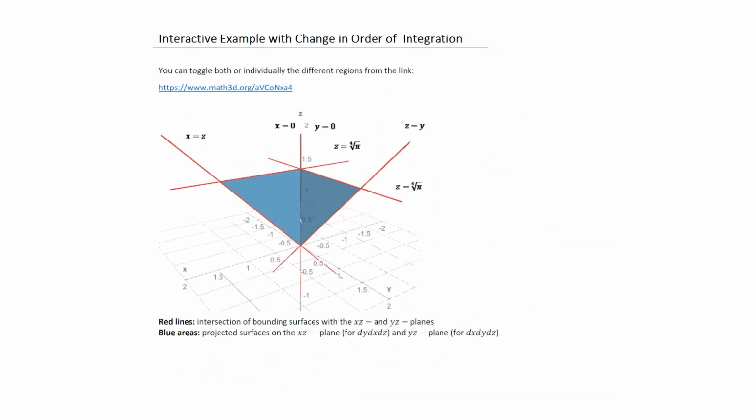All right, so here's an interactive version that you can look at. You can toggle individual surfaces or regions. For instance here, the blue areas are the projected surfaces on the xz plane, which were used to perform the dy dx dz integration, and the projected surface for the dx dy dz integration, which was the yz plane. And I've mentioned here the equations x equals z, x equals 0, y equals 0, z equals the fourth root of pi, and z equals y, corresponding to the intersection lines that you get when you look at the xz plane and the yz plane for the two different regions.